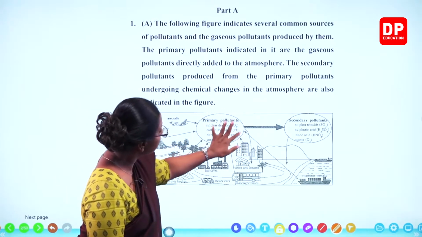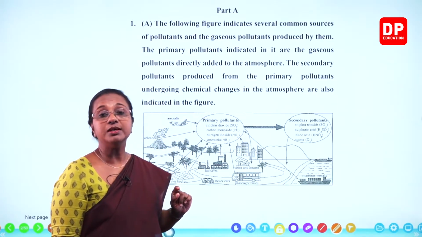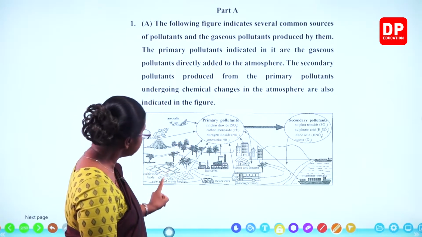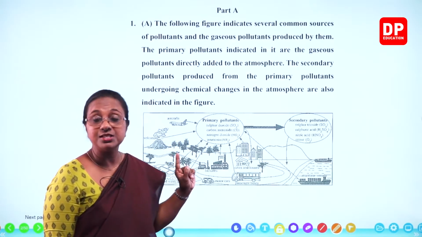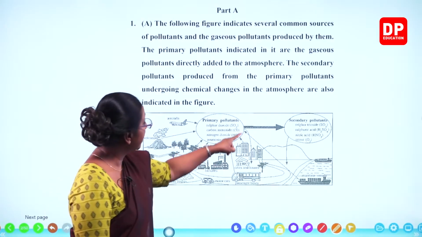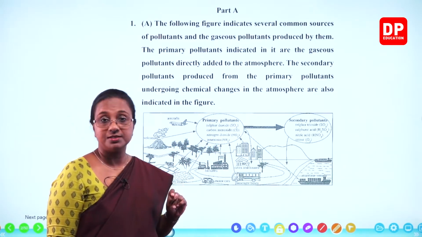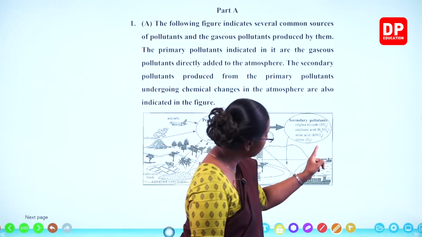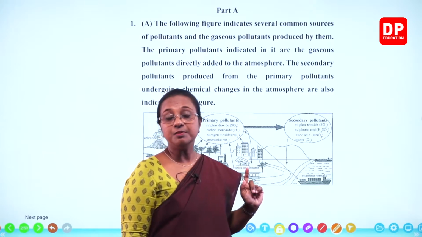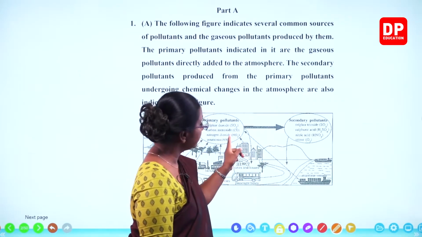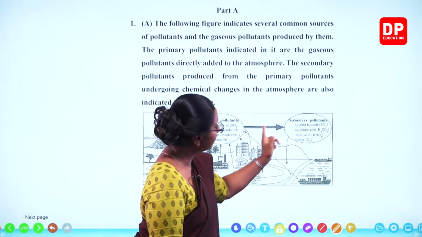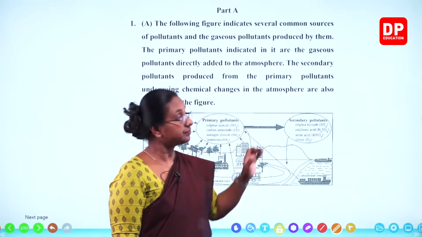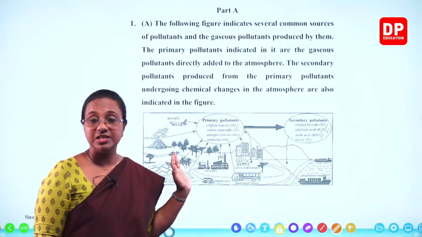From them, directly these pollutants are evolved to the atmosphere. So these are all gaseous pollutants. Since they are directly released by the source, they are known as primary pollutants. Then here you can see another arrow. These primary pollutants are being converted to secondary pollutants. So in the atmosphere, there is a chemical reaction that converts the primary pollutants to secondary pollutants. That is the introduction given there.